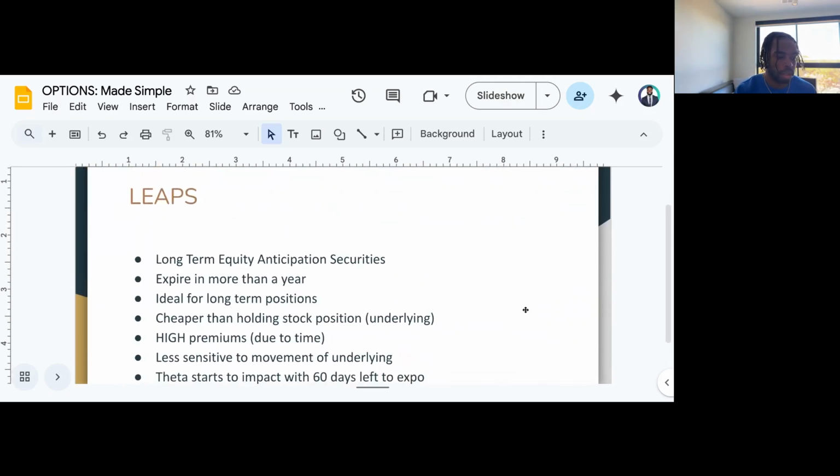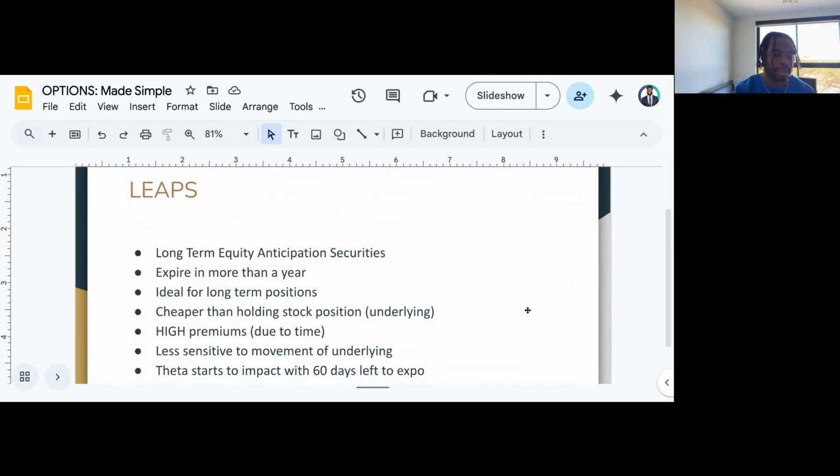All right, and then LEAPS. So what are LEAPS? People talk about this a lot. LEAPS are Long-term Equity Anticipation Securities. Basically, it just means buying option contracts that expire a year out.